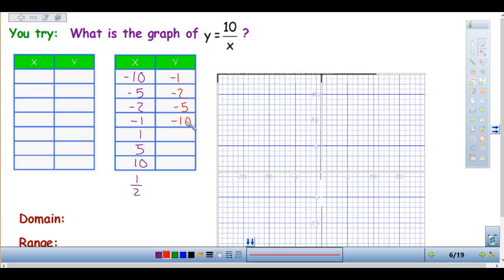Okay, so let's plot those. So this we're going to say is 10 versus negative 1. And you just kind of guess on your graph. You know what to say. The ones on the homework are better. This is hard to read. Negative 2 gets me right here, negative 5, and then negative 1, negative 10.